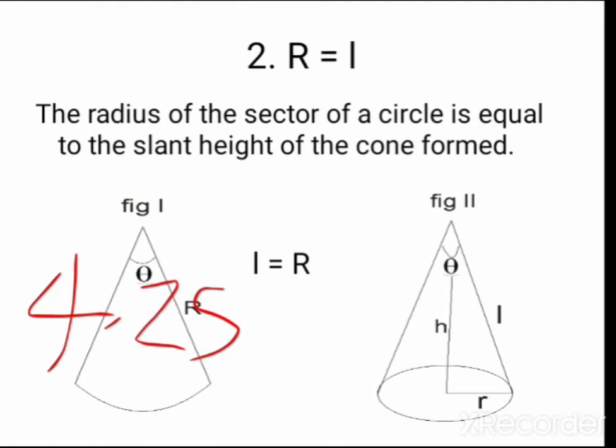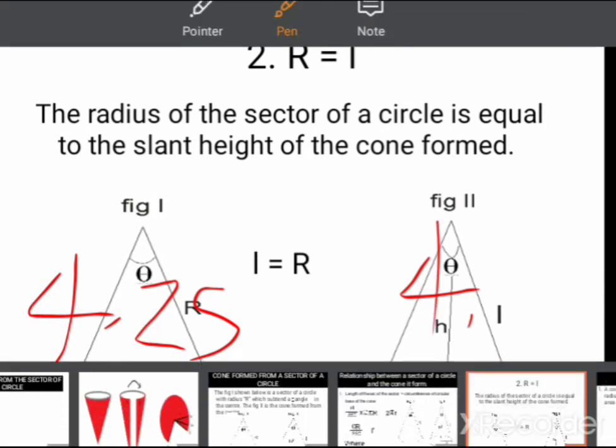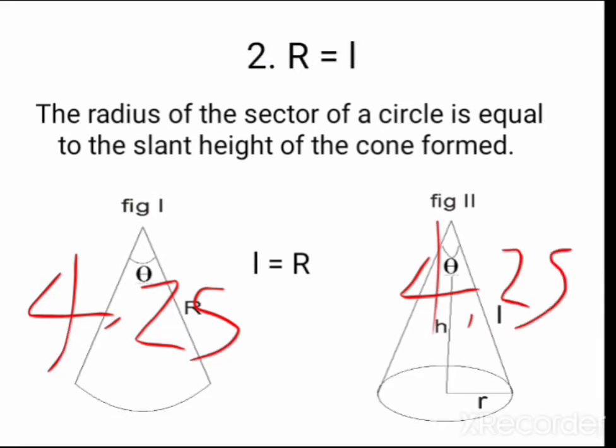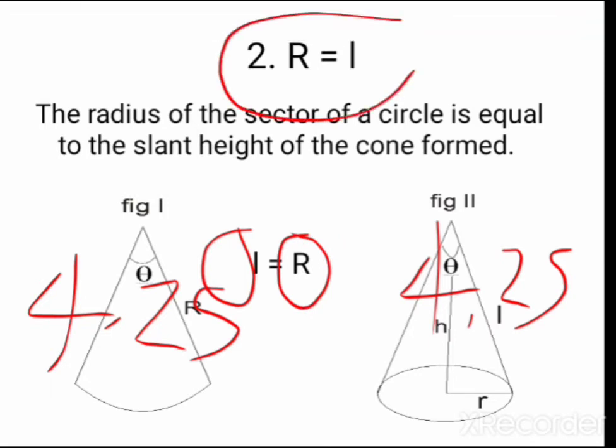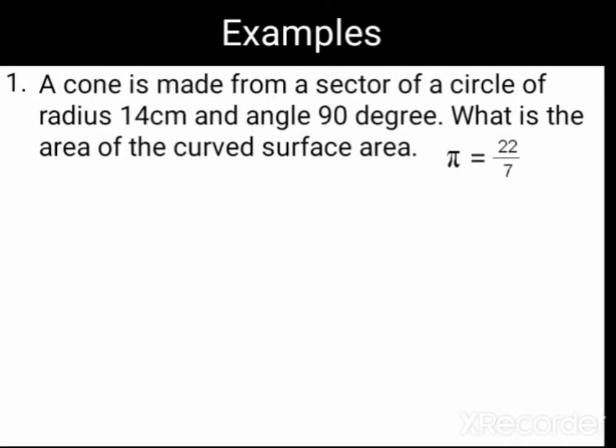We discovered the slant height was also 4.25. So the L, which is the slant height of the cone, is equal to the radius of the sector. So this is the second relationship: the radius of the sector is equal to the slant height of the cone. That's the second relationship. So let us solve an example.